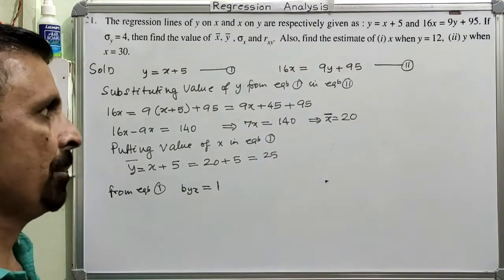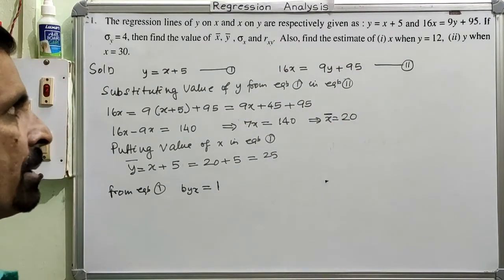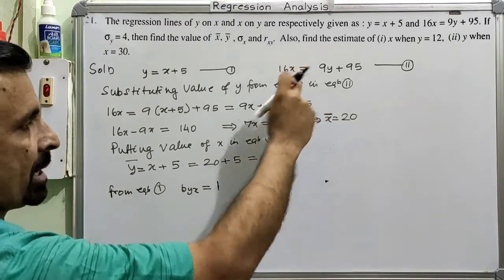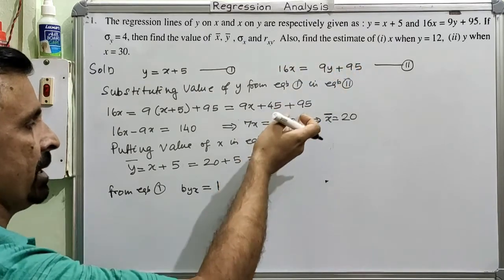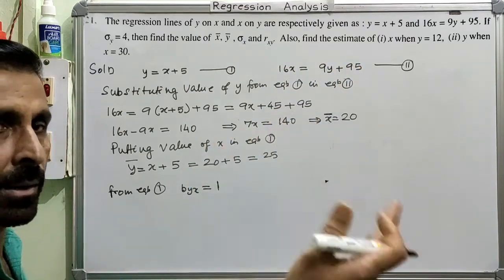In this case, because the formula is not made, we'll have to do some interpretation and some calculation, and then we will be able to make a formula for x here, and then we can have the regression coefficient of x on y.